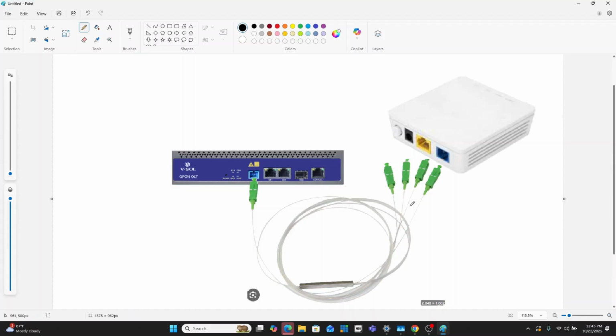One for transmission and one for what? Receiving, isn't it? We do not do FTTH. No, we don't know anything about that, right?